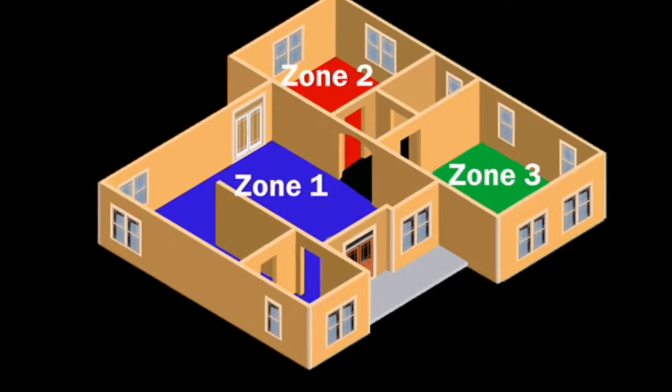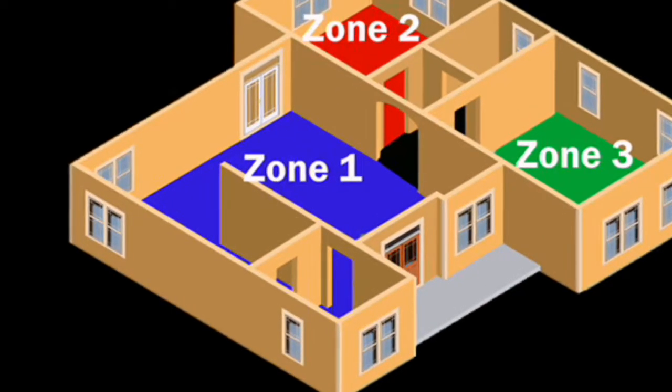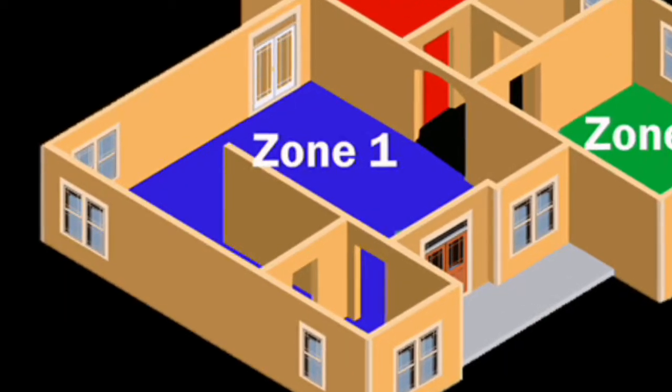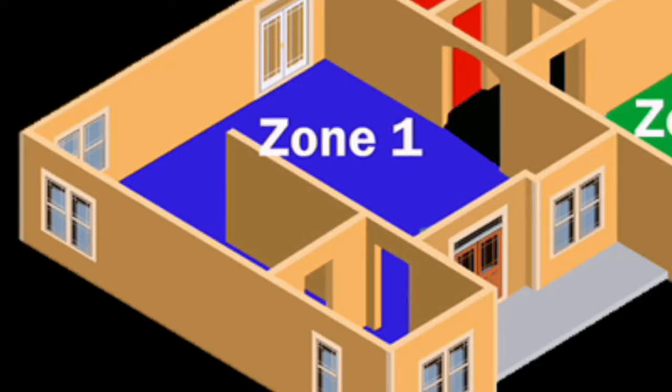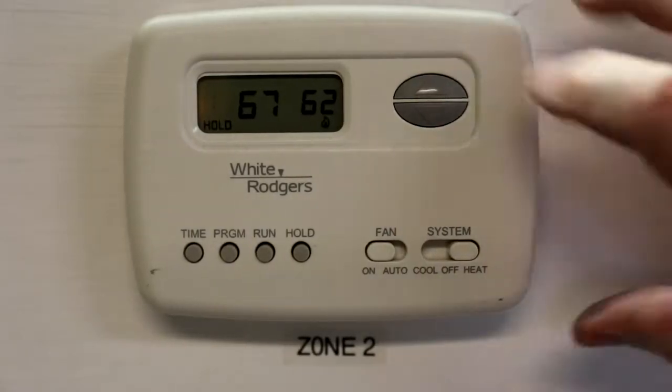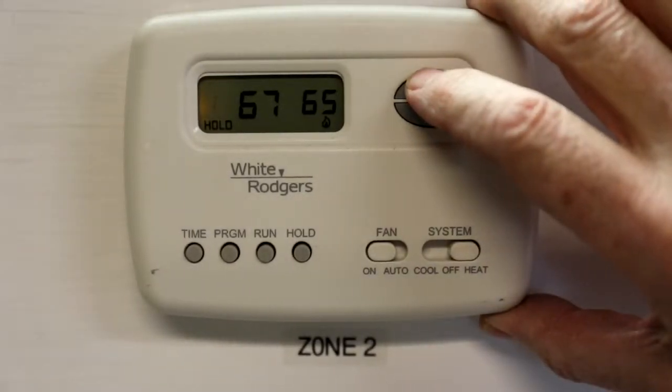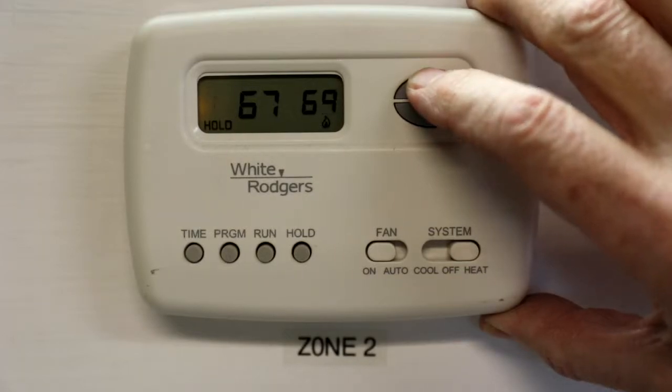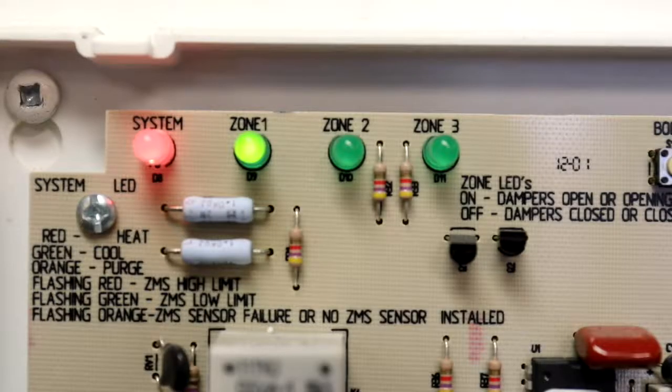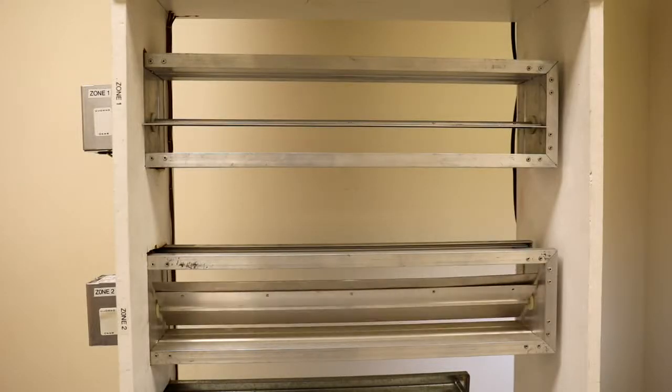The heated air then flows directly to and only to Zone 1, avoiding the other 2 zones completely. Now what if Zone 2 calls for heat while the furnace is already supplying heat to Zone 1? The zone control panel opens the damper to Zone 2, and the heated air now flows to both Zone 1 and Zone 2.